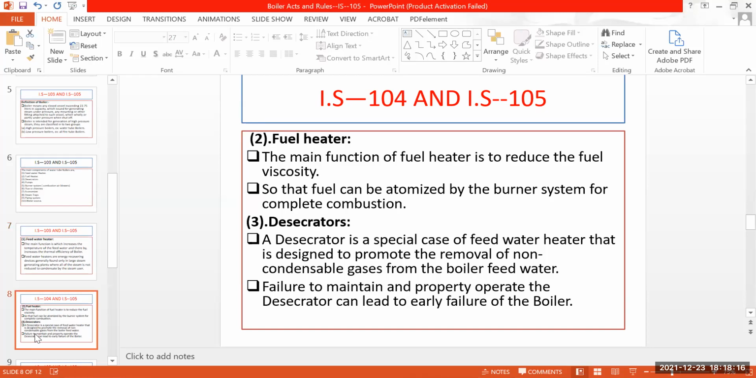And fuel heater. Fuel heater will be mostly used to reduce the fuel viscosity. Anyone can say what's the viscosity? Anyone? Can you say viscosity? No idea?